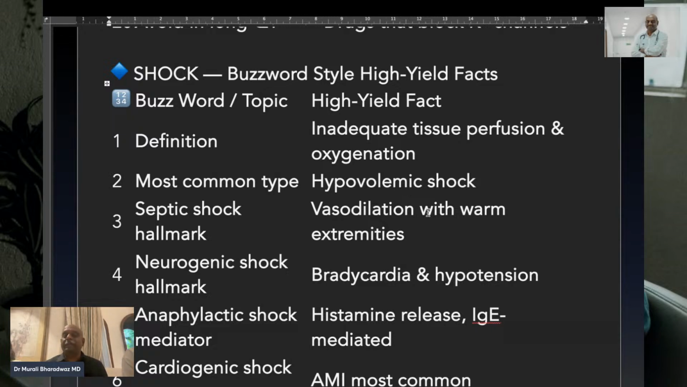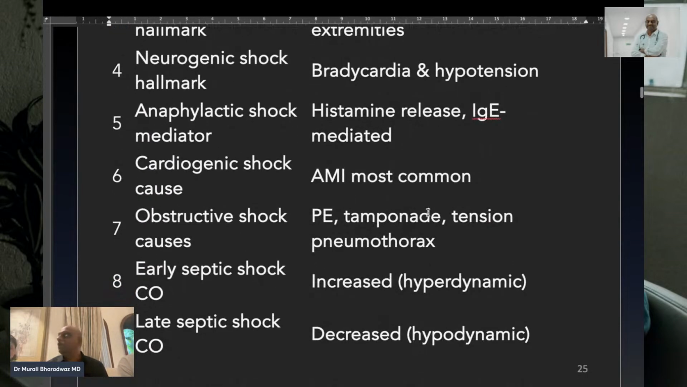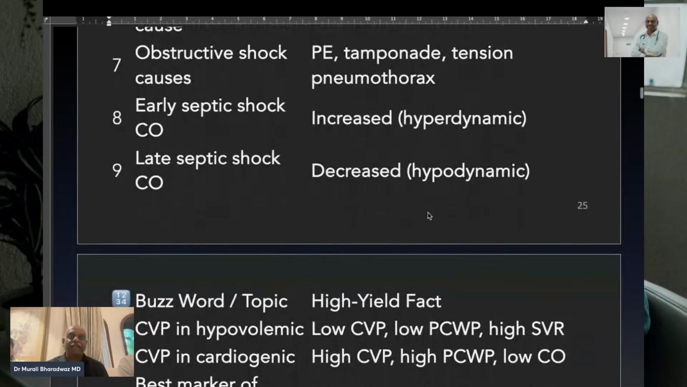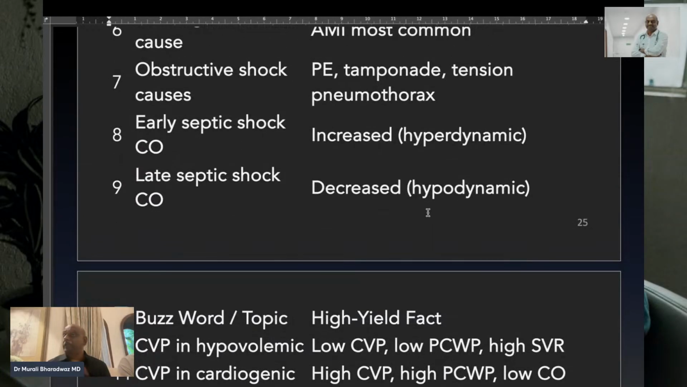Now, in shock, the most common type is hypovolemic, and in general shock there is tachycardia. The only ones with bradycardia are neurogenic shock, and anaphylactic shock is because of IgE mediation. Then why does obstructive shock occur? When there is pulmonary embolism, tamponade, or tension pneumothorax, they all lead to obstructive shock.